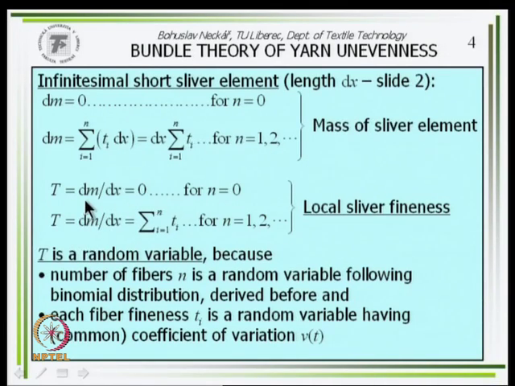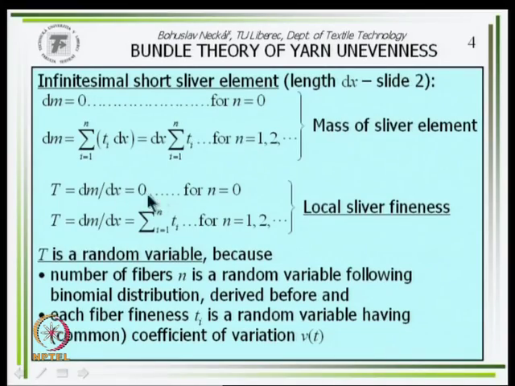How is the count, the local fineness of the sliver, in our elemental portion dx? It is the mass by length, as each fineness. It is 0 if n equals 0, if the number of fibers is equal to 0, and otherwise it is dm by dx, so it is the sum of Ti for i equal 1, 2, and so on to n, divided by dx.